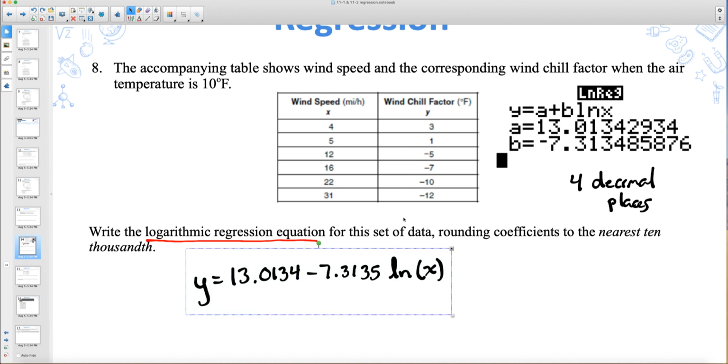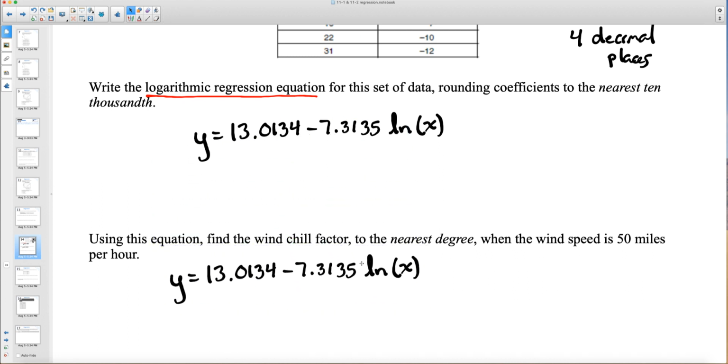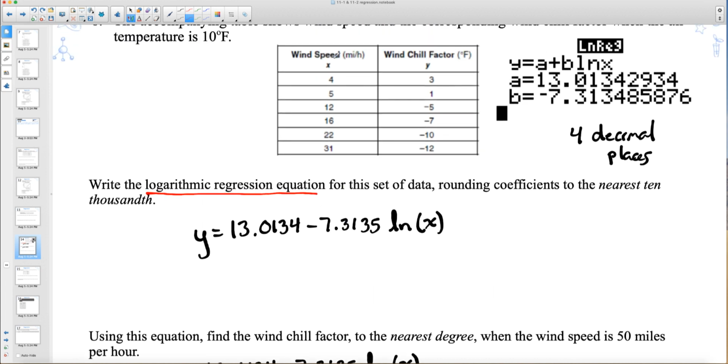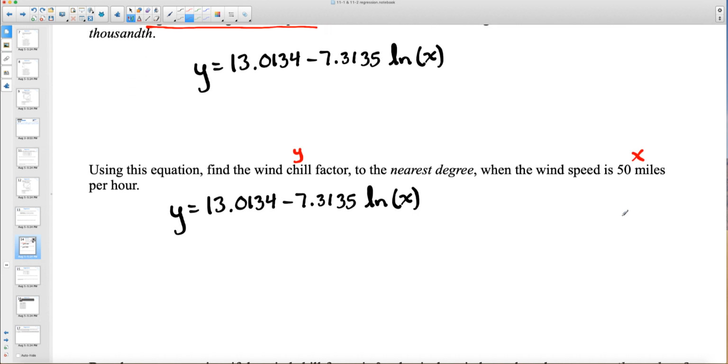So we're going to go ahead and use that to answer some other questions. So using this equation, find the wind chill factor to the nearest degree when the wind speed is 50 miles per hour. So if you remember back up here, wind speed is our x, wind chill is our y. So we're solving for y when our x value is 50. So this one's just going to be very straightforward. It's just substituting in 50 for x. And we'll just put 50 in for x.